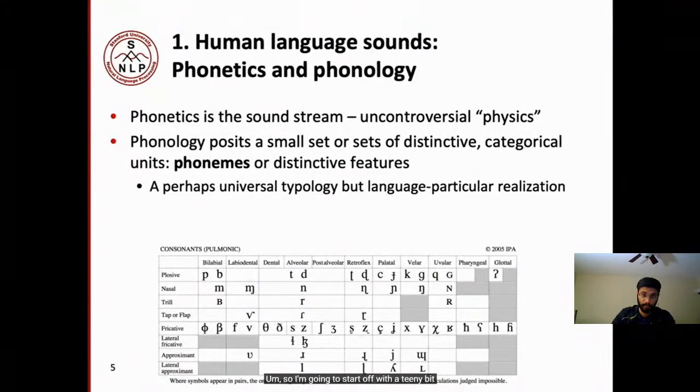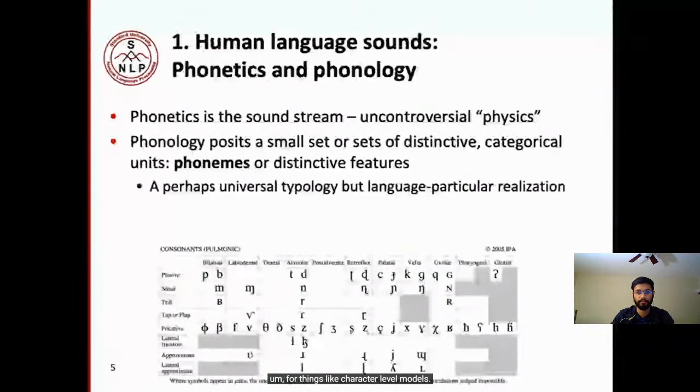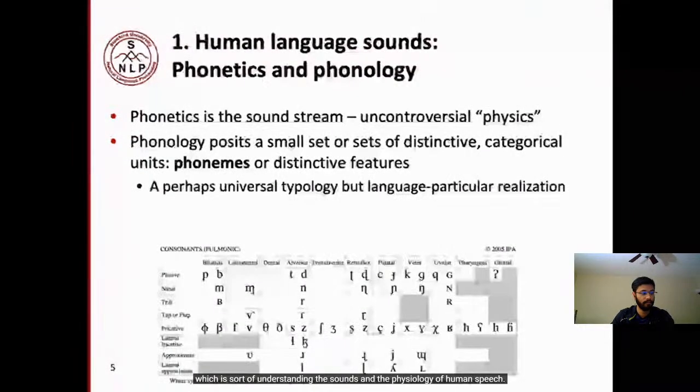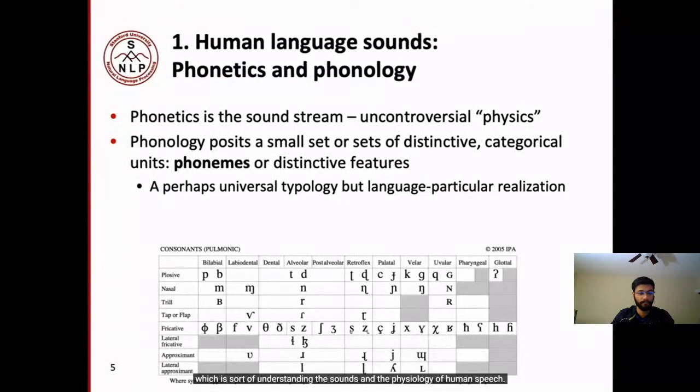So I'm going to start off with a teeny bit of linguistics, of learning about the structure of language for sort of lower level units of language, and then we'll see how that pans out for things like character level models. So in linguistics, if you start at the bottom of the totem pole, the first level of linguistics is phonetics, which is sort of understanding the sounds and the physiology of human speech. So that's sort of like physics or physiology or something, right? There are mouth parts that move, there are ear parts that act as filters, and there's audio waves in between the two of them. So that's kind of uncontroversial in some sense.